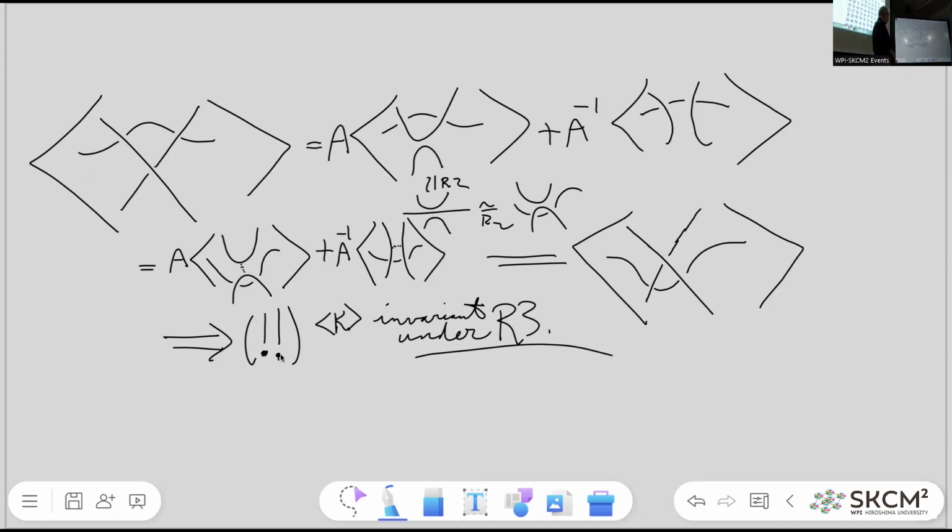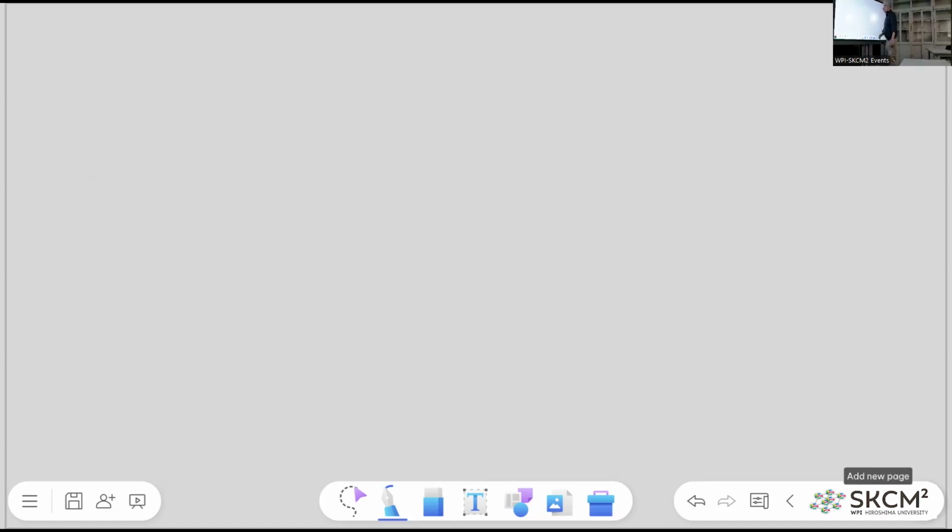So that's good. Now I have this invariant under Reidemeister 2 and Reidemeister 3, and it's behaving in an understandable way under Reidemeister 1. We should go back and look. How does it behave under Reidemeister 1? But so far we have it invariant under 2 and 3. What about 1? Go back to the calculation we did before.